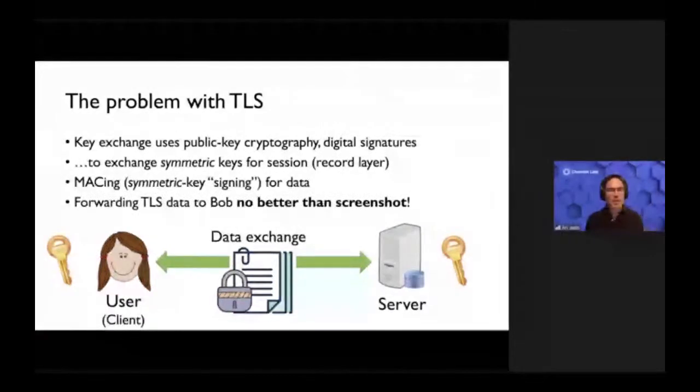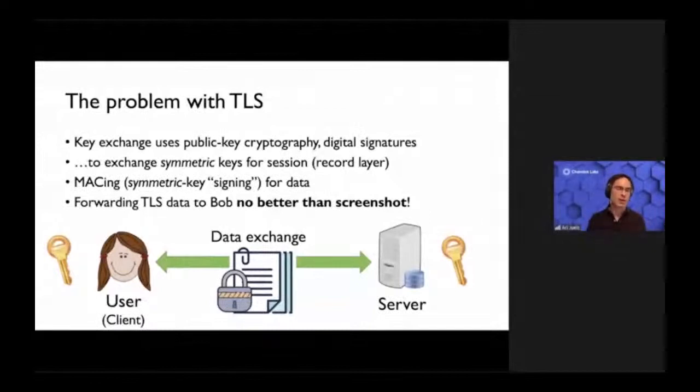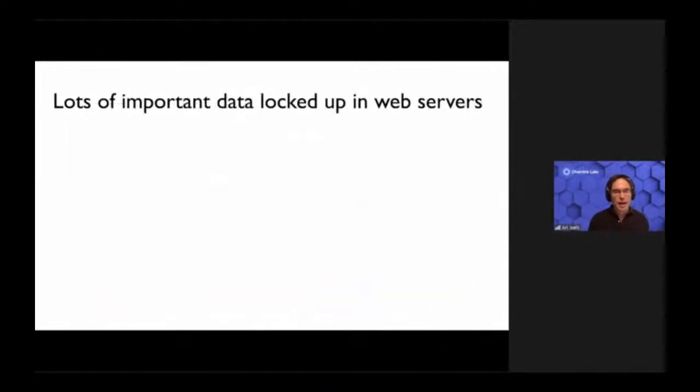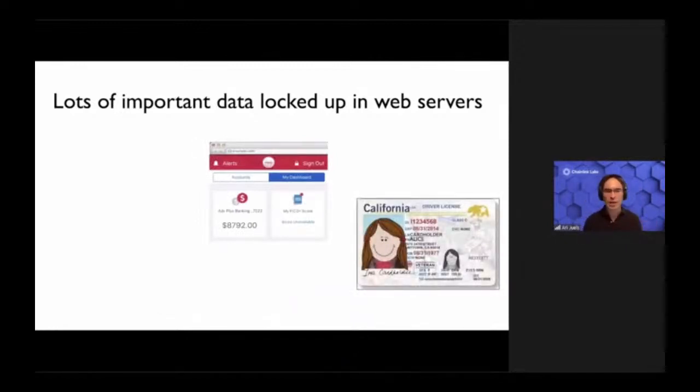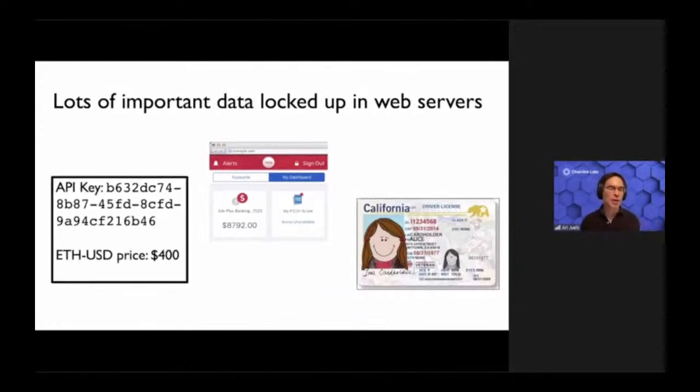So to summarize here, forwarding TLS data to Bob is no better than a screenshot. Again, because Alice is just as capable of signing data as the server is. As a result, there's lots of unusable private data sitting in web servers. Things like bank account balances and identity information, identity documents like driver's licenses, and private enterprise data or private APIs.